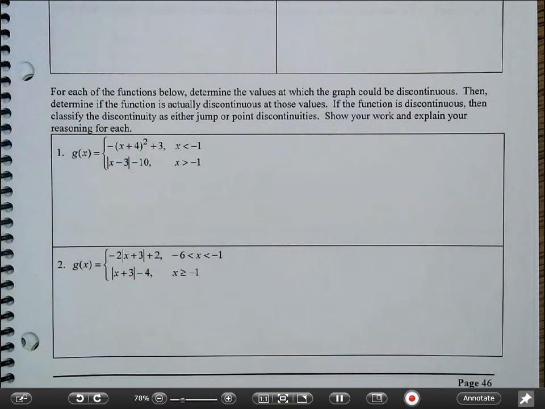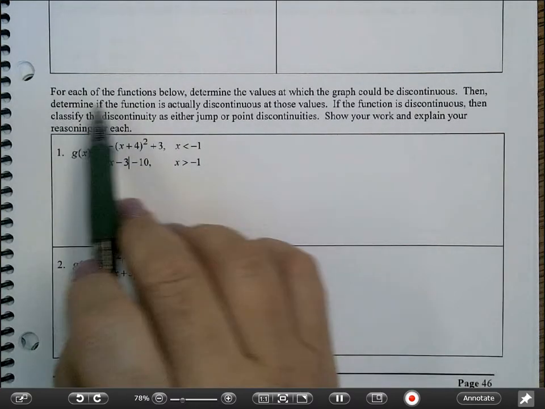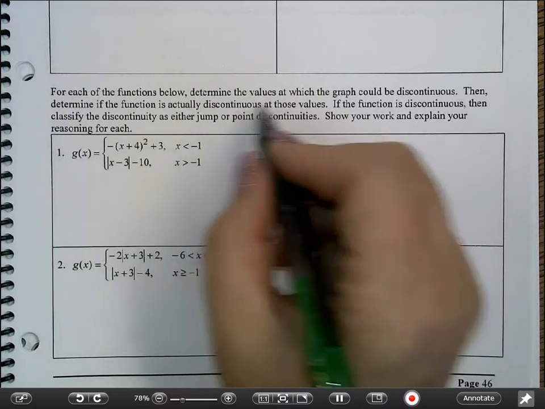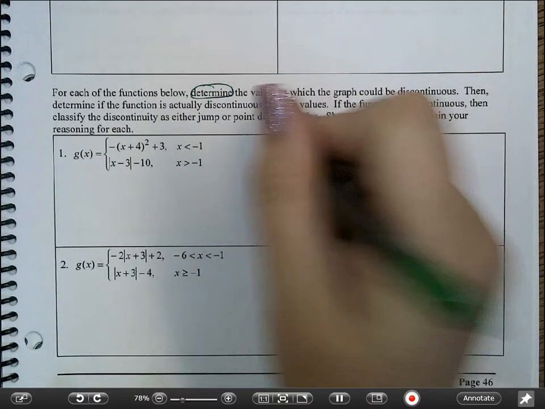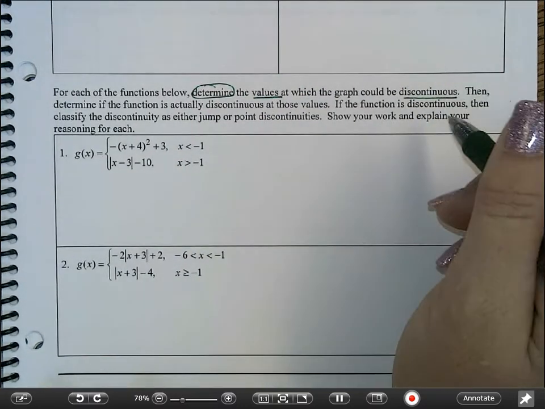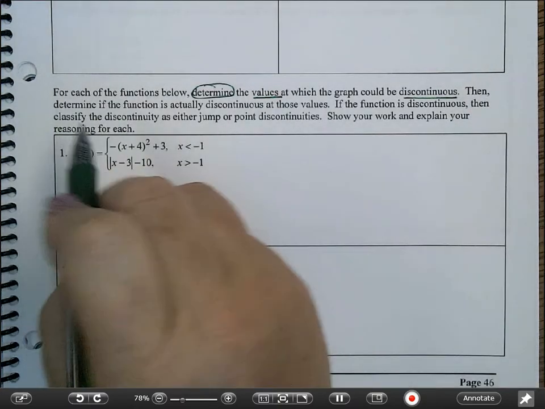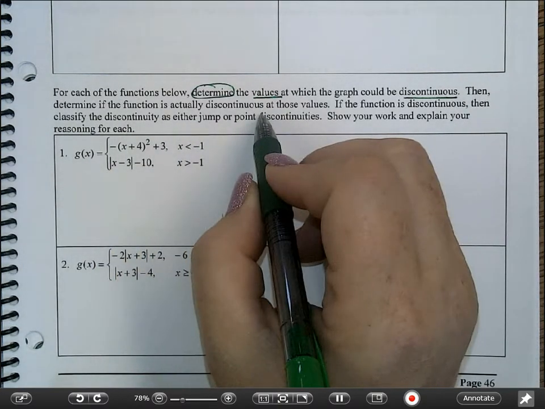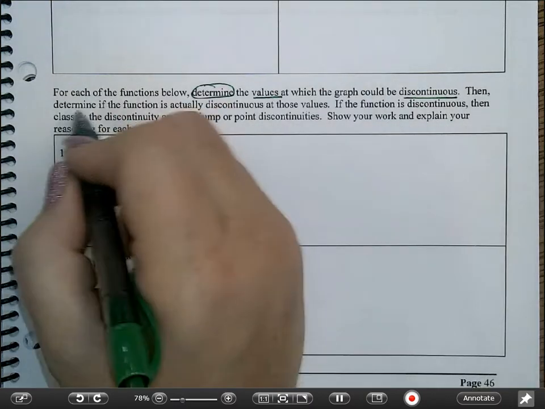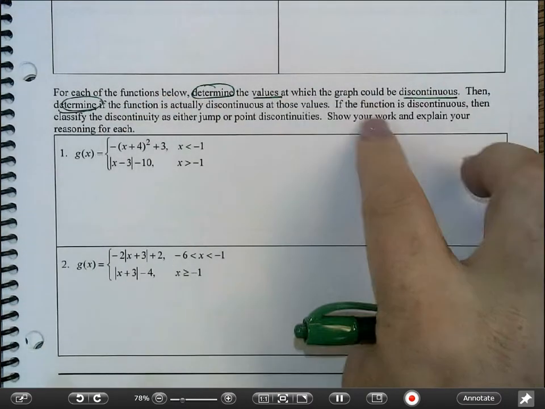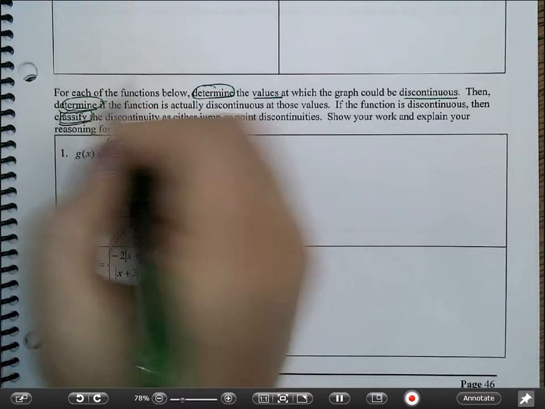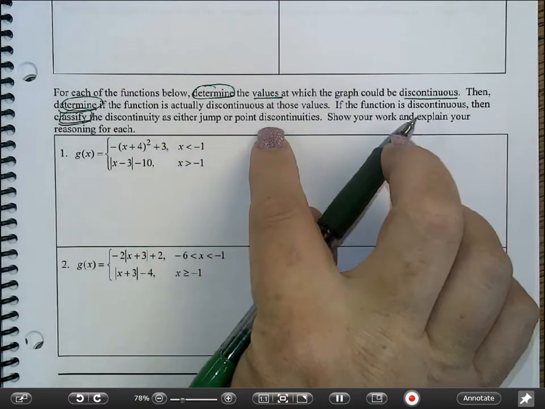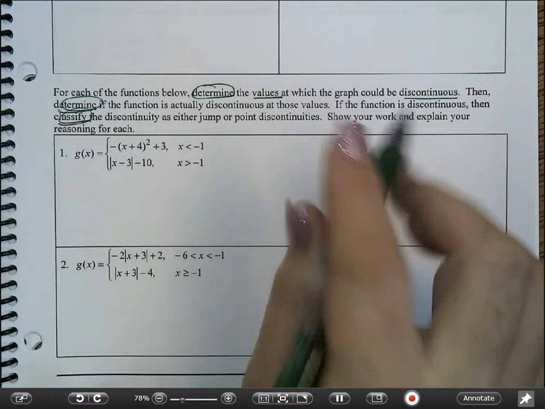All right, so let's take a look at this down here. For each of the functions below, we're going to determine the values at which the graph could be discontinuous. Then determine if the function is actually discontinuous at those values. And then if the function is discontinuous, classify the discontinuity as either jump or point. Show your work and explain your reasoning for each.